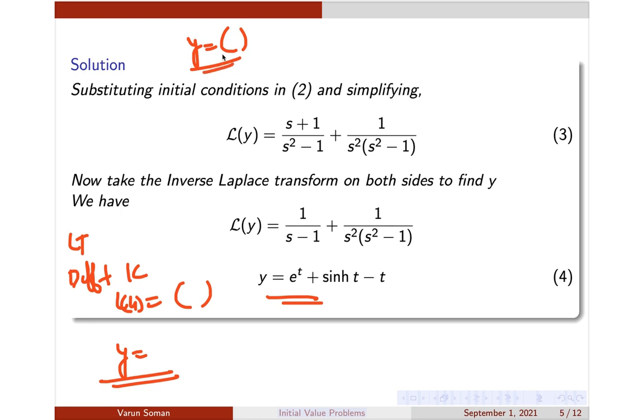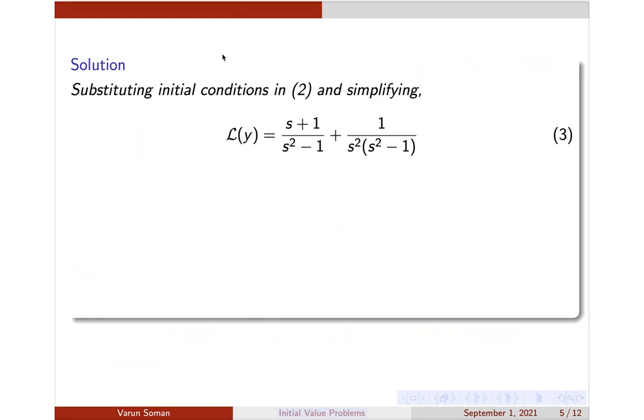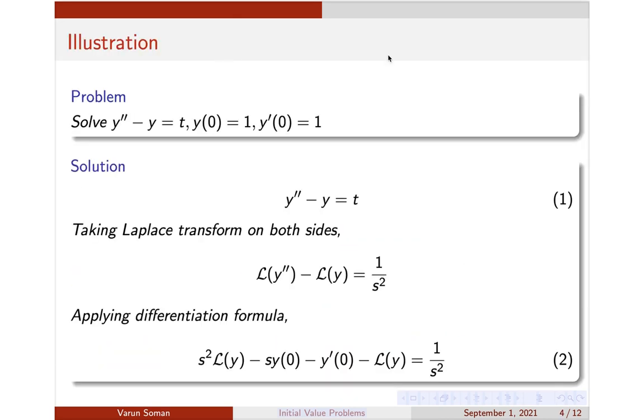If you might have noticed, there is one drawback to this method, that is your initial condition should always be around the point y of 0. Why is it so? Because when you apply the differentiation formula, it always contains this s into y of 0 minus y dash of 0. So the initial condition for this problem should always be at the point y of 0.